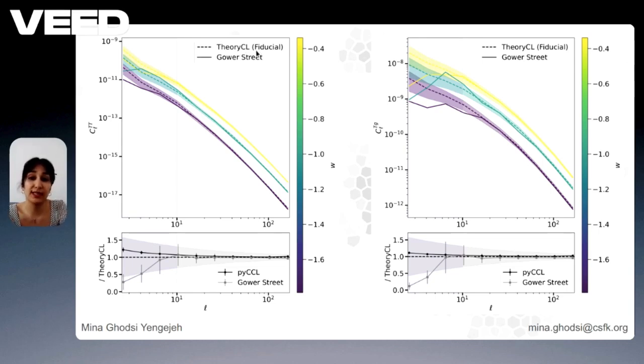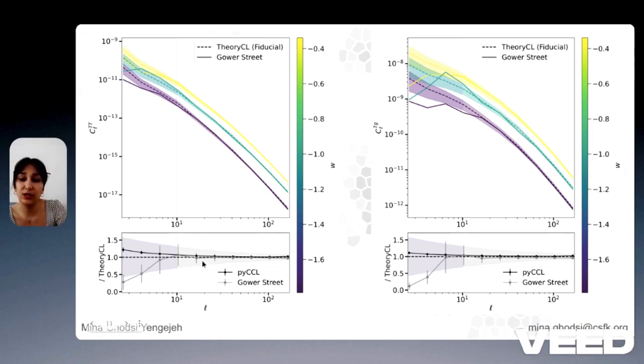This is coming from our extended theoretical code, and the solid line is coming from our maps that we generated from Gower Street, and this shadow part is 1 sigma. And in the bottom panel, you can also see the ratio of these auto and cross power spectra compared with theoretical prediction.